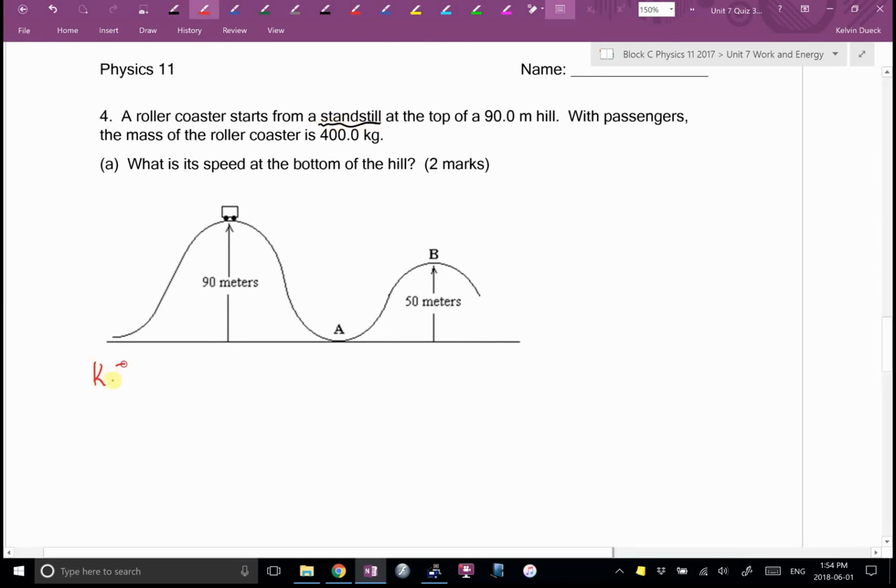So, kinetic initial plus potential initial equals kinetic final plus potential final. That's 0, that's 0. This isn't too bad. I'll end up with mgh initial equals a half mv final squared.